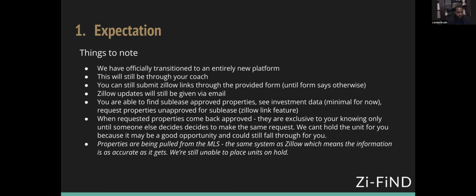Properties are being pulled from the MLS. It's the same system that Zillow is using, which means the information is as accurate as it gets. But we're still unable to place units on hold. One, because they're being pulled from the MLS, so it's being updated in real time. And then also because the units are visible to not just users on our platform, but the entire internet. So it makes it nearly impossible to hold the units for you because of those various differences.